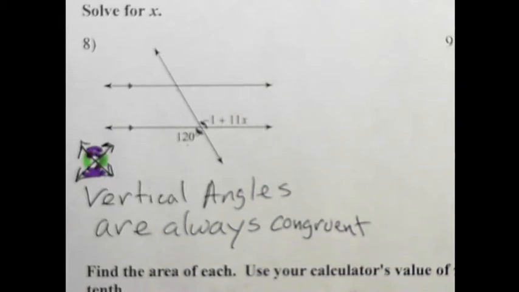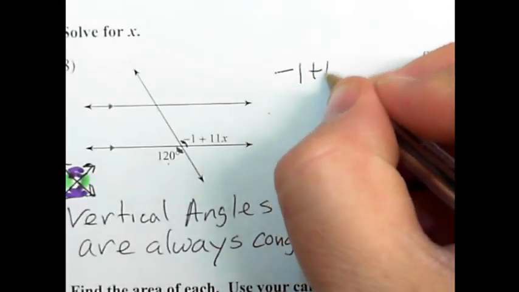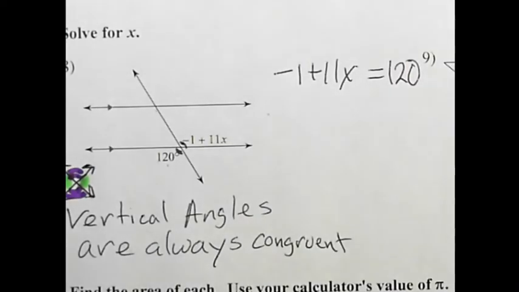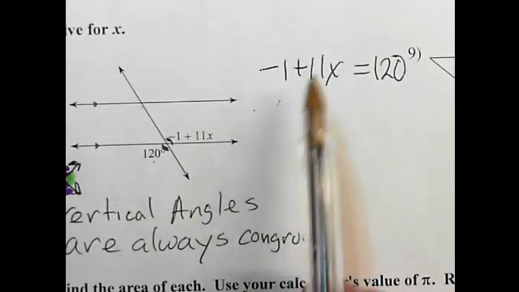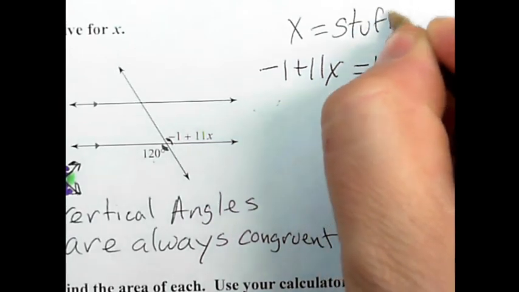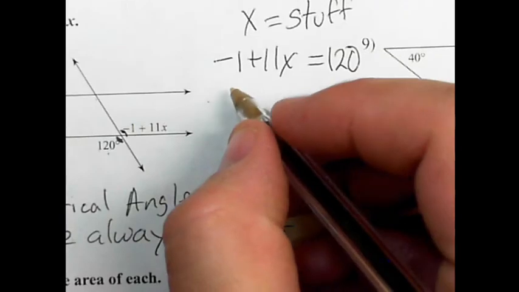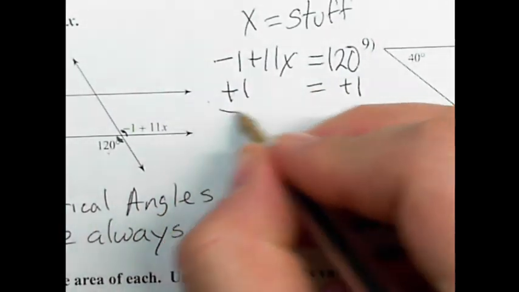They are always congruent. So I said all that to let you know that negative 1 plus 11x is equal to 120. I got to move this negative 1 because I want to get x by itself and all the other stuff on the other side. So to move the negative 1, I do the opposite operation. I'm going to add 1. Whatever I do on one side, I have to do on the other.